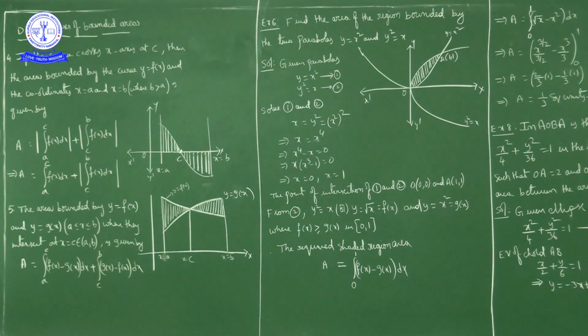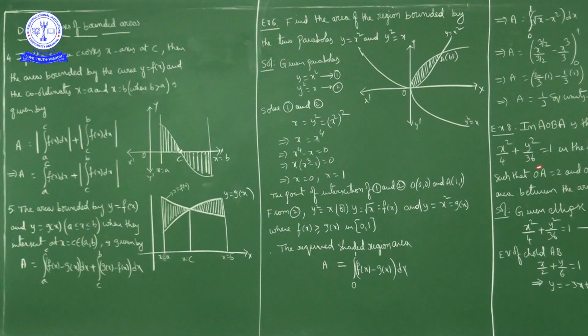Now substitute x equal to 0 and 1 in either 1 or 2. When x is equal to 0, y is also 0. When x is equal to 1, y is also 1. So the points of intersection of these two parabolas are 0, 0 and 1 comma 1.